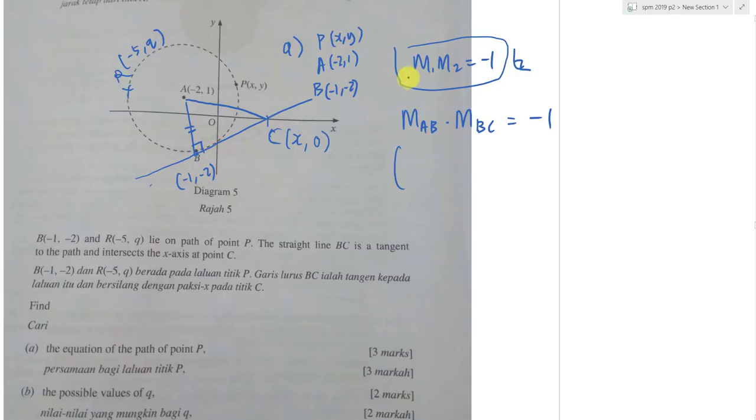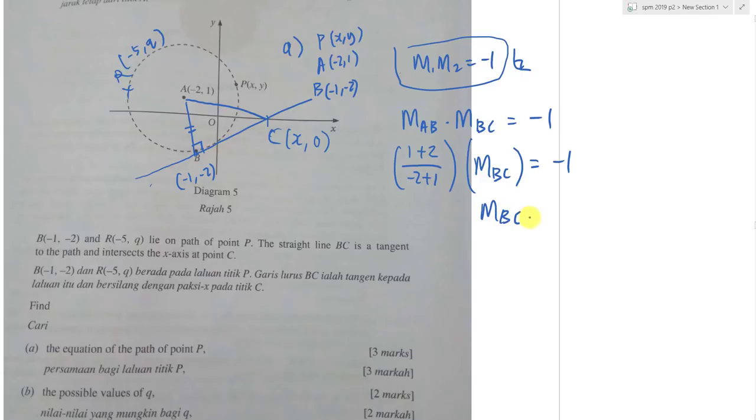So in order to get a gradient, I will use the y minus y. So I say 1 minus negative 2, plus 2, over x minus x, so negative 2 minus negative 1, plus 1. Okay, this one, gradient of BC, I will just leave it there first because I want to form the equation. Negative 1, so this one is what? 3 over negative 1, negative 3.